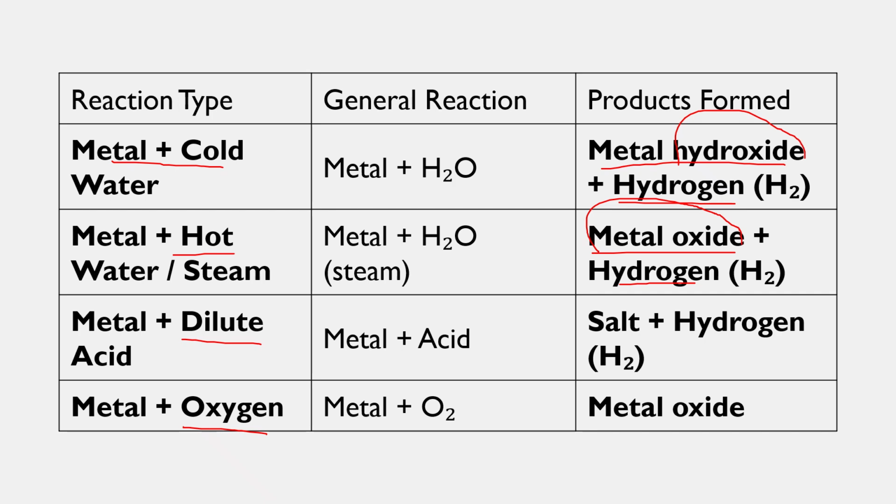Next, when metal reacts with dilute acid, your product is salt plus hydrogen, and this reaction is called a neutralization reaction. When salt is produced, this reaction is called a neutralization reaction. The last reaction is when metal reacts with oxygen. What is your product? Your product is a metal oxide.